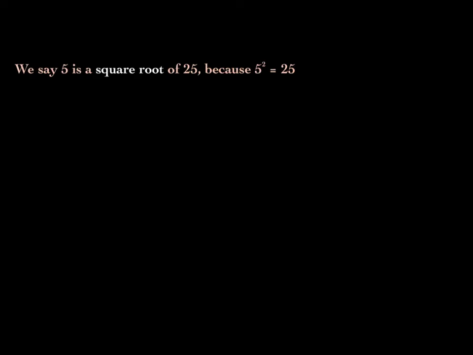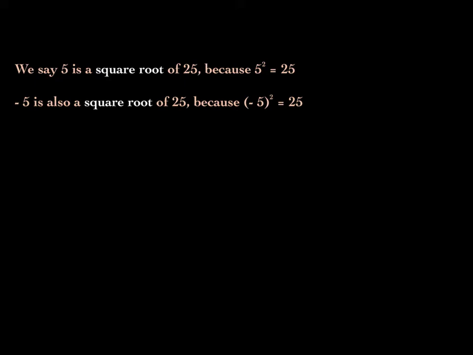Let's get started with a little bit of terminology. We say 5 is a square root of 25 because when you square 5, you get 25. Now, 5 is not the only square root of 25. There is another real number whose square gives you 25, namely -5. So then we see that -5 is also a square root of 25. So 25 has two square roots.